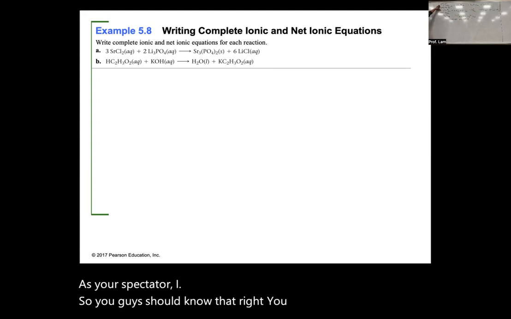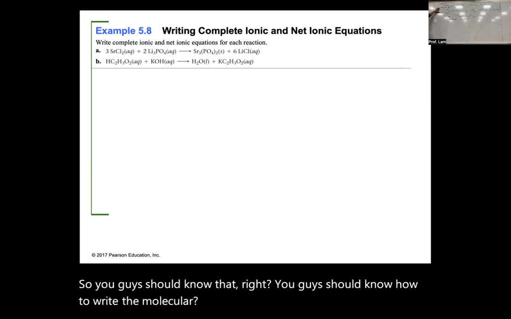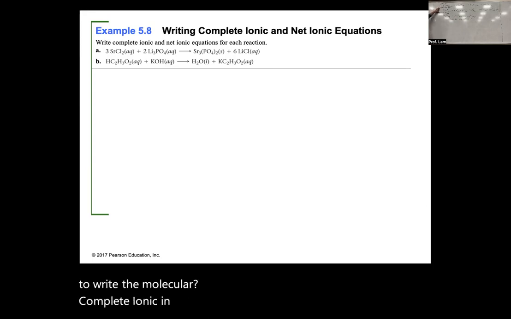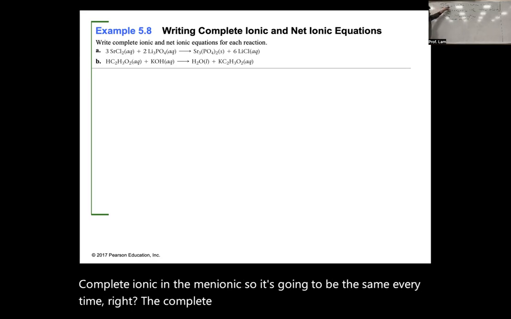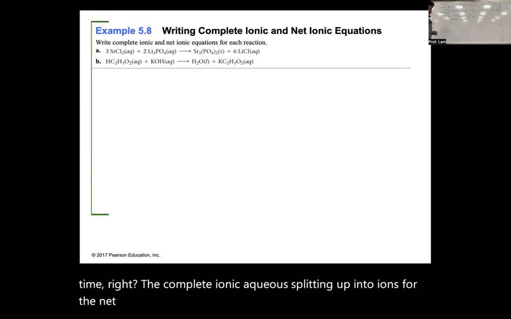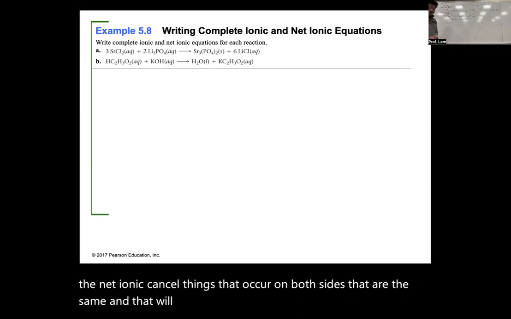You guys should know how to write the molecular, the complete ionic, and the net ionic. So it's going to be the same every time, right? The complete ionic, aqueous, split it up into ions. For the net ionic, cancel things that occur on both sides that are the same, and that will leave you with the net ionic, okay?